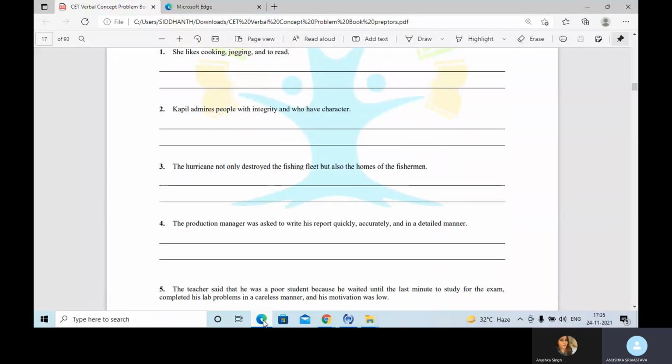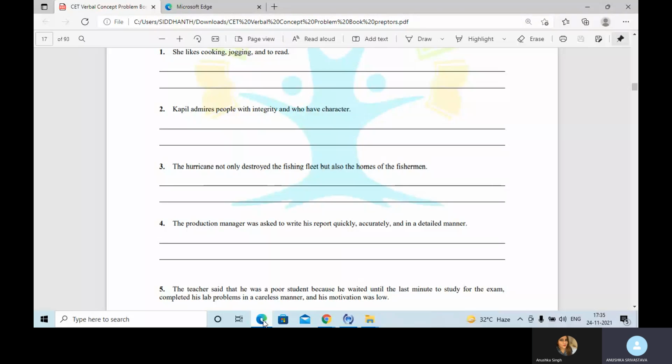The third one, the main idea has been distorted. When I say the hurricane not only destroyed the fishing fleet but also the homes of the fishermen, the two things that the hurricane destroyed are the fishing fleet and the homes of the fishermen. So I need to take "hurricane destroyed" together and then say not only the fishing fleet but also the homes of the fishermen. So my answer would be the hurricane destroyed two things.